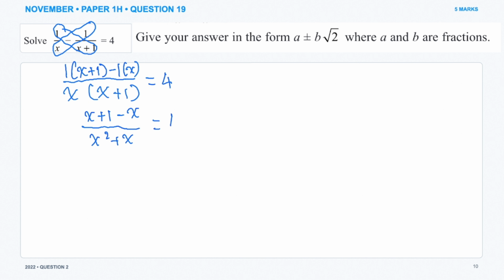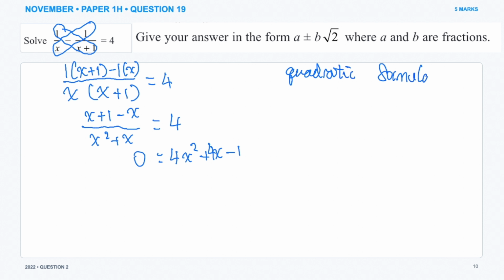We're going to have this. We're going to move our x squared plus x and our plus 1 over here. So we're going to get 4x squared plus 4x minus 1, because we have to multiply this, and we're going to have 0 here. Again, I'm going to tell you about both of our methods. First one is the quadratic formula, of course. So I have told you. So let's do that really quick.